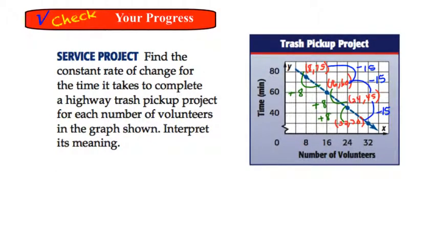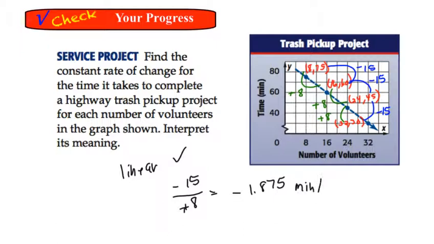So therefore, we can say that this is linear, and our rate of change can be represented by negative 15 divided by positive 8, and that gives us a rate of change of negative 1.875, and that's the time in minutes per volunteer.